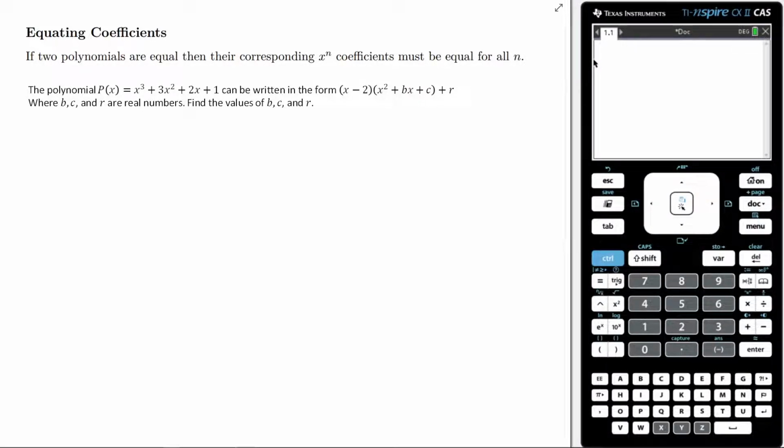All right, we're now going to talk about equating coefficients. So if two polynomials are equal, then their corresponding x to the power of n coefficients must be equal for all n. Okay, so what does this mean? Well, let's answer this question for us, and you'll see what it means to equate coefficients. It says the polynomial this can be written in the form this, where b, c, and r are real numbers. Find the values of b, c, and r.